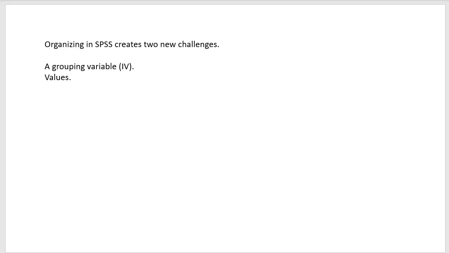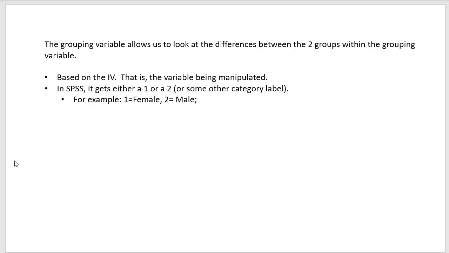So you have to create a variable that groups your cases, and the values will be in one column. So everybody who is in the survey, in this case, would be in one variable in one column, and all the scores will go in a separate column. We'll see what that looks like in class, or you can consult your book for that. Or you can look ahead to the data analysis videos that I've provided. Either is fine. The grouping variable allows us to look at the differences between the two groups within the grouping variable.